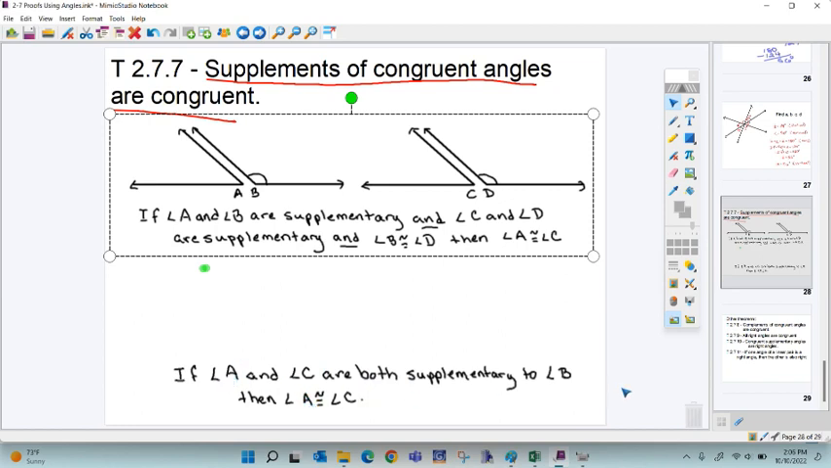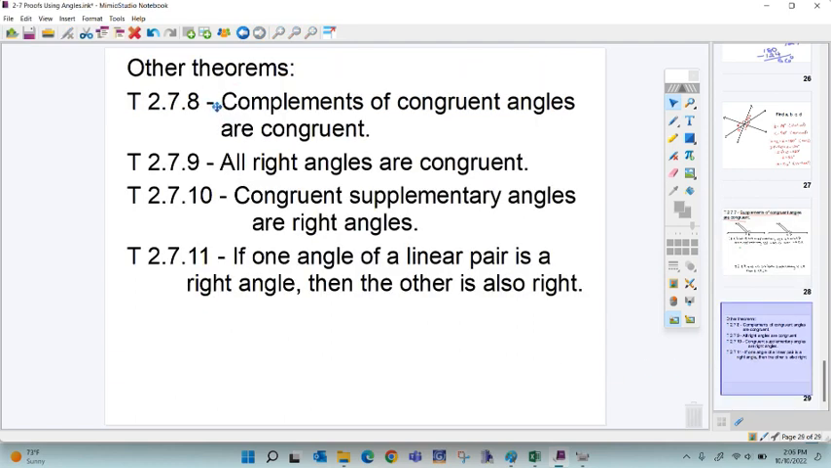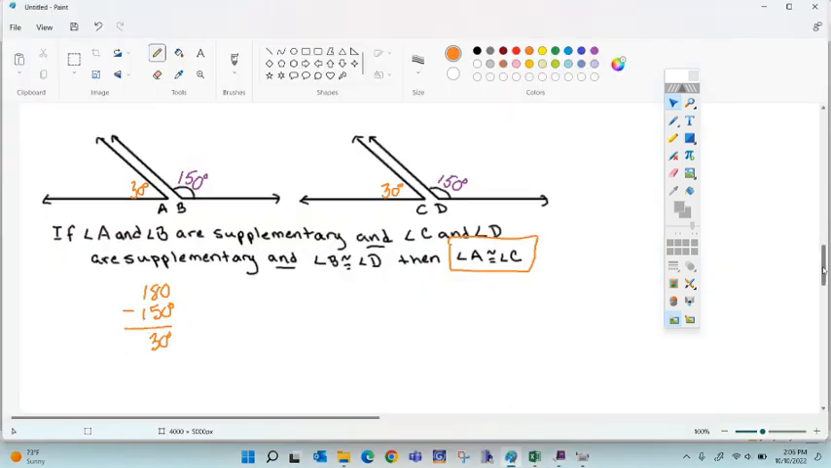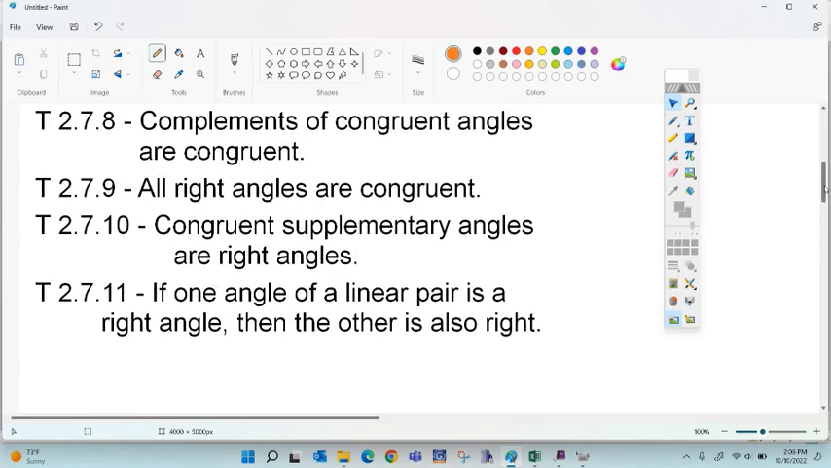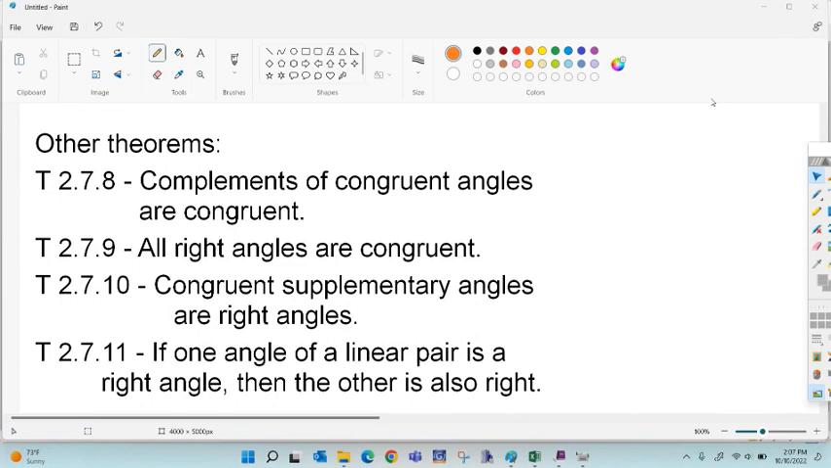Another way of putting that is if A and C are both supplementary to B, then A is congruent to C. That's putting the same theorem into other words, but it means the same exact thing. We have some other theorems. I'm going to run through them. I'm going to make some diagrams for you to go with this. You can include this in your notes wherever you want it to be to help you to understand what these theorems are actually saying to you. So here's our first one. Complements of congruent angles are congruent.